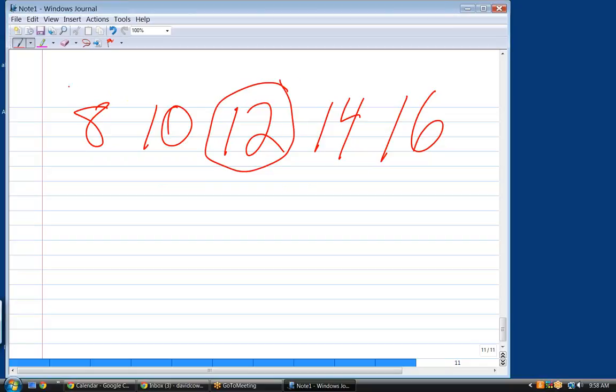Okay. So, the question merely said, what is the sum of these numbers? Can you get it easily without adding them each up? If their average is 12, what's the sum?